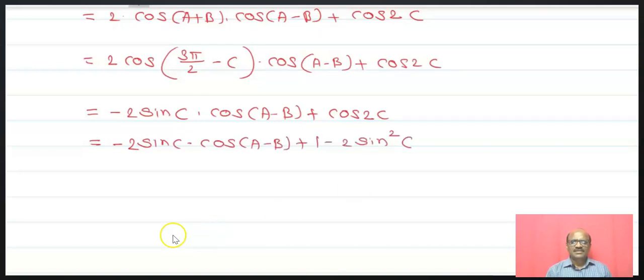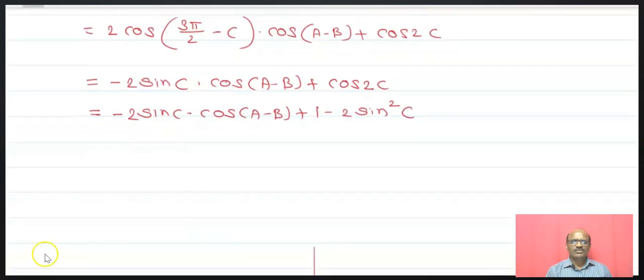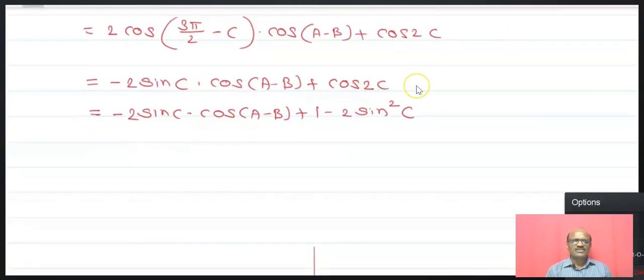Plus. Now see this here, one more formula. That is the cos of 2 times theta. What is the cos of 2 times theta? That is cos square theta minus sin square theta, or 2 cos square theta minus 1, and last is 1 minus 2 sin square theta. Therefore, cos of 2C is equal to 1 minus 2 sin square C.